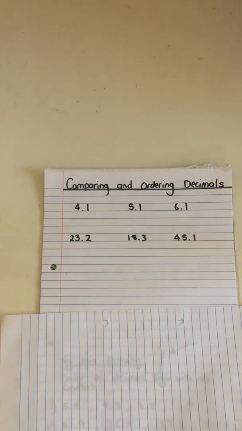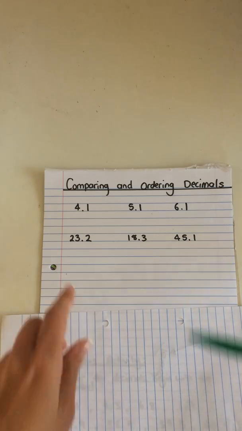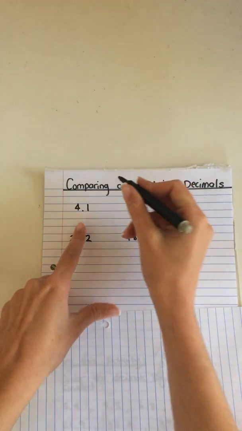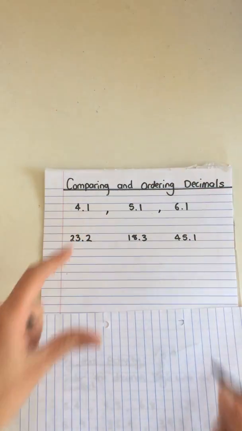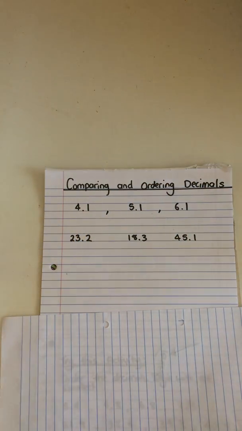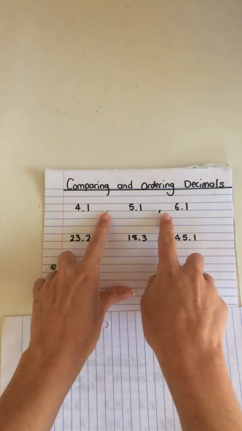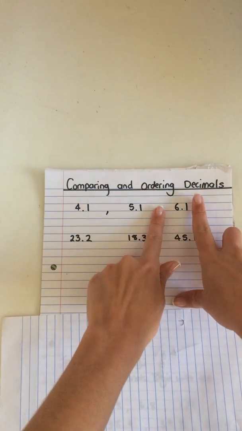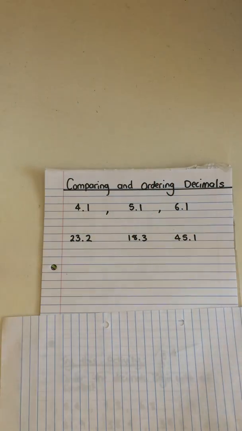We are now going to be learning about how to compare and order decimals. When you are given a list of decimals like this, we have 4.1, 5.1 and 6.1, right? They're separated by the comma. So you know the comma means that that's one decimal, that this is one decimal, and that's one decimal. And the question says that we need to order them. We need to put them in order beginning with the smallest one.